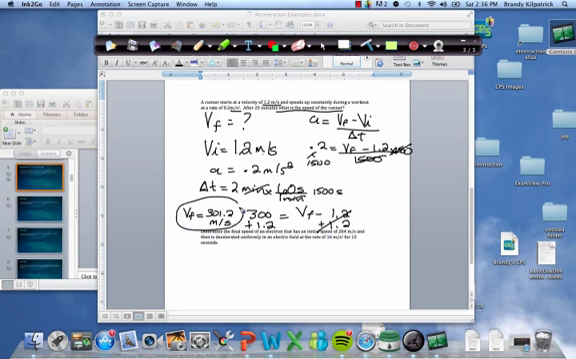And this is actually impossible for a runner, so I guess this person must be the Flash, because a human cannot run that fast.